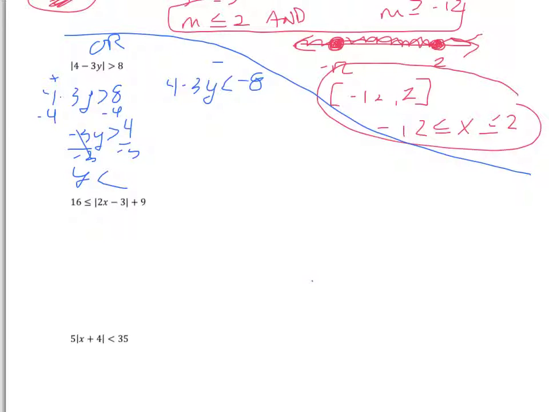The 3's cancel, and we have negative 4/3. So y is less than negative 4/3. Put a circle at negative 4/3. Less than that, we're over here.